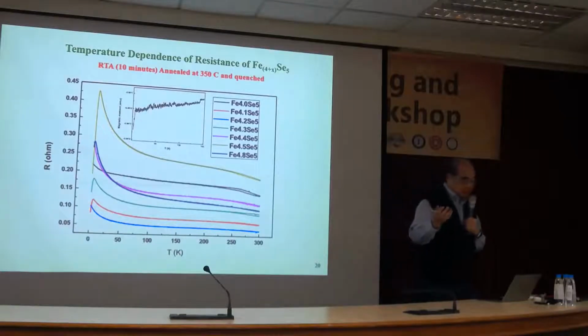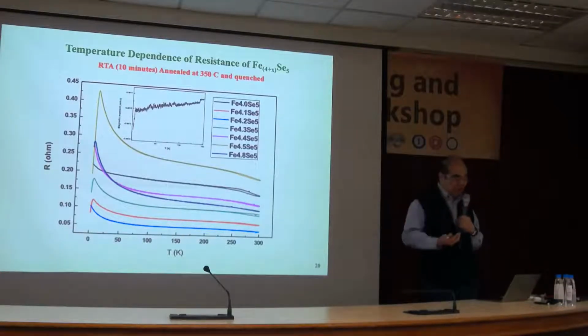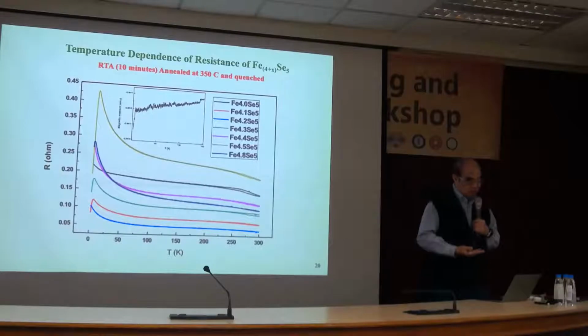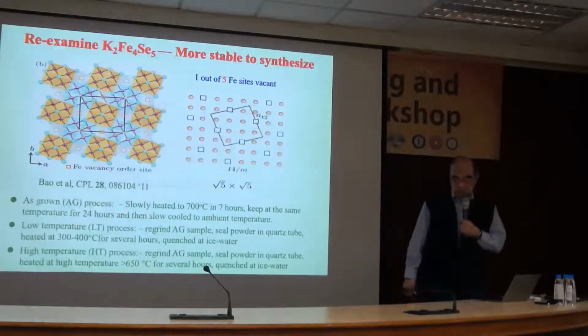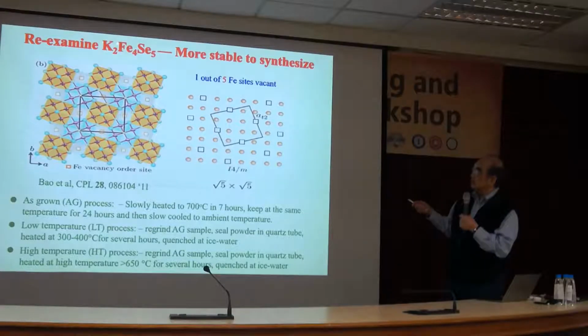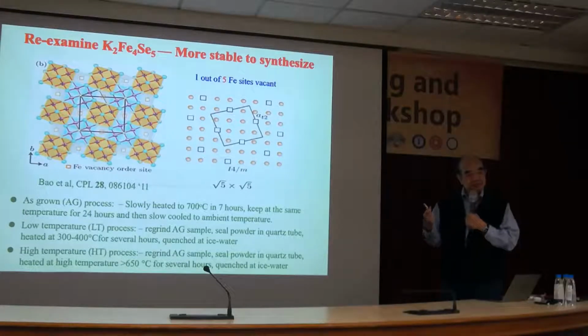However, with this kind of material, people can always argue because we are essentially changing the stoichiometry. It's kind of volatile, and selenium is not easy to control in stoichiometry after we heat treat at high temperature. But fortunately, there is a more stable system we can look into. That is this iron 4-5, selenium 4-5 with the potassium intercalated.